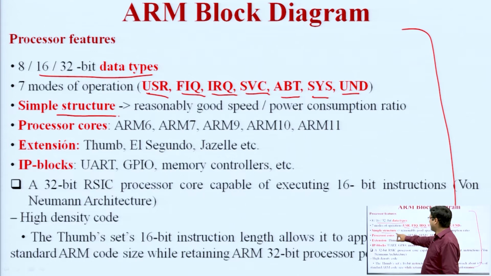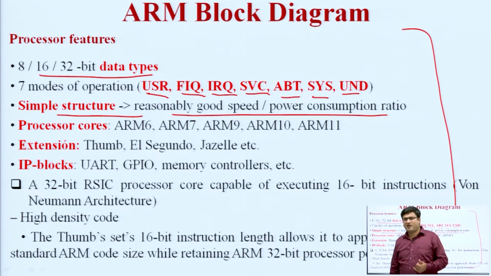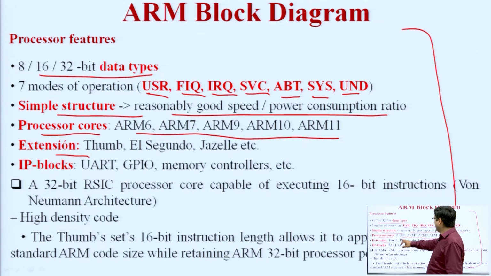It has a simple architecture and a reasonably good speed to power consumption ratio. Basically ARM has a simple architecture, ease of access, and a high speed of execution as compared to other processors. Processor cores are available like ARM6, ARM7, ARM9, ARM10, ARM11. We have seen that. Extension means that along with the Thumb instruction and ARM instruction, it has a Jazelle instruction set available. Jazelle means that to execute Java directly, we have to utilize this type of instruction set.